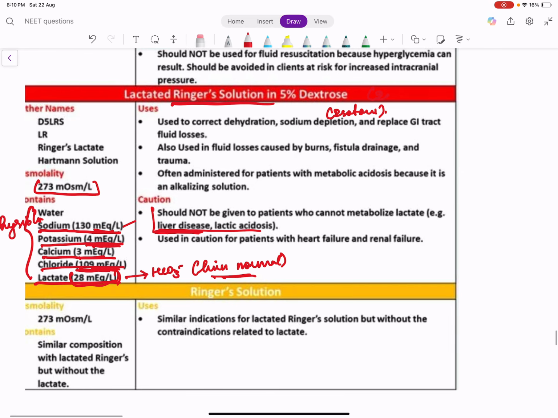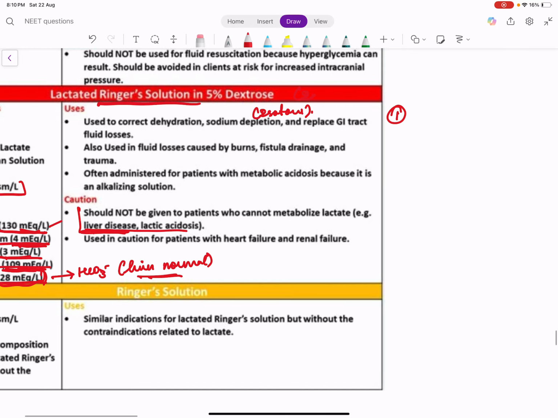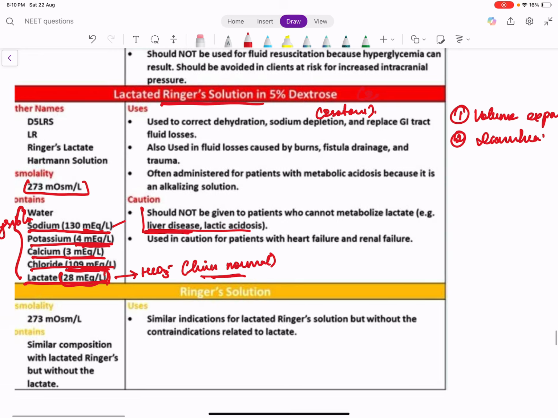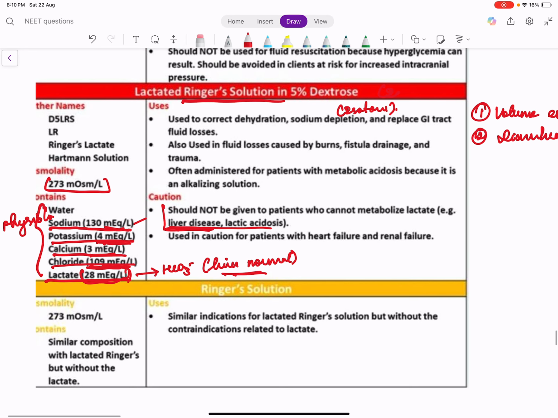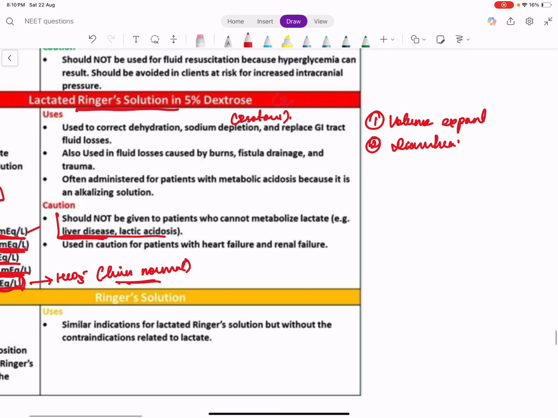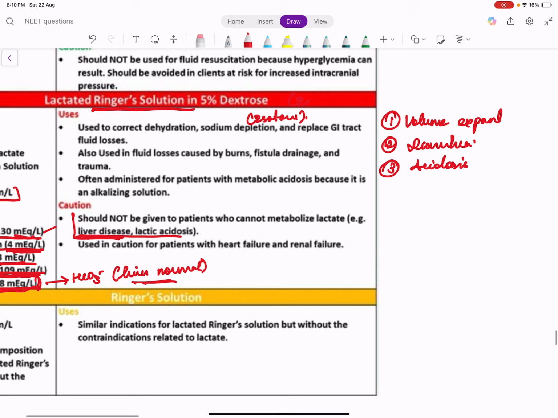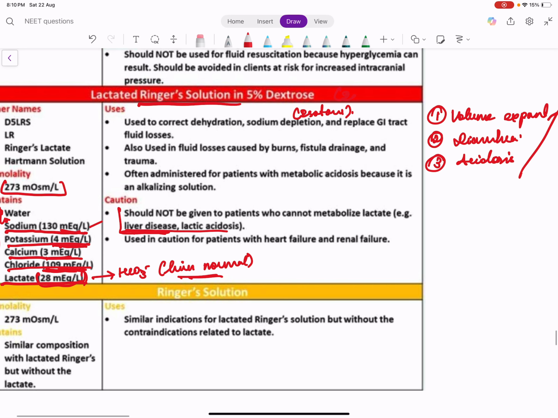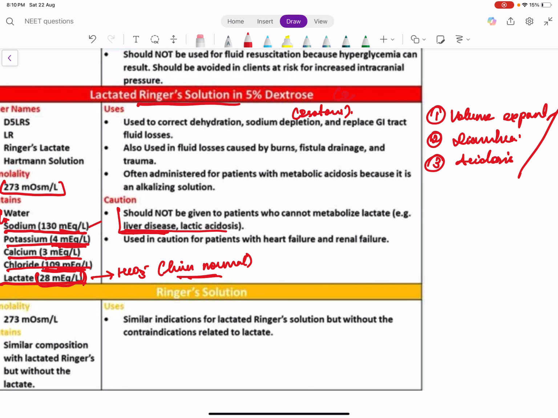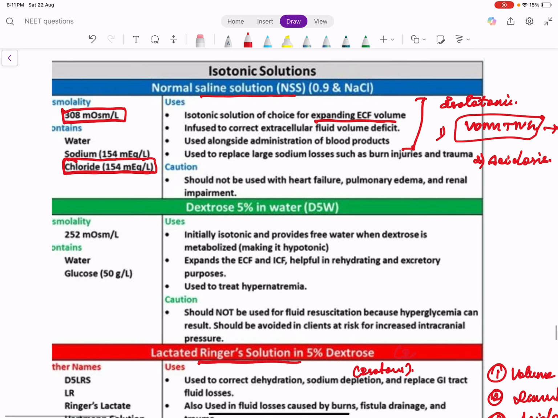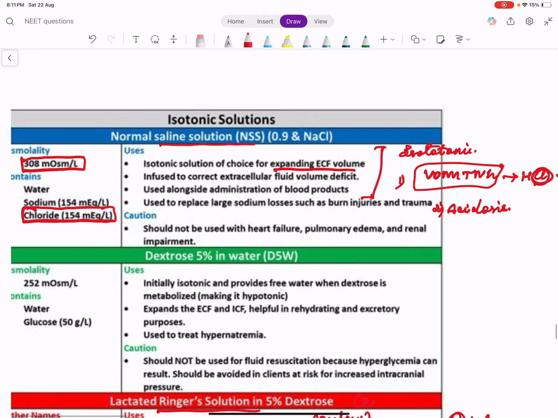And like NS, this is also used to volume expand. It is given in emergency. It is preferred in diarrhea, because in diarrhea, not only chloride is lost, all the electrolytes like potassium, calcium, etc. are lost, and diarrhea causes acidosis. But normal saline causes alkalosis. That's why in these conditions we prefer Ringer's lactate. So the fluid which causes alkalosis is Ringer's lactate. The fluid which causes acidosis is normal saline.